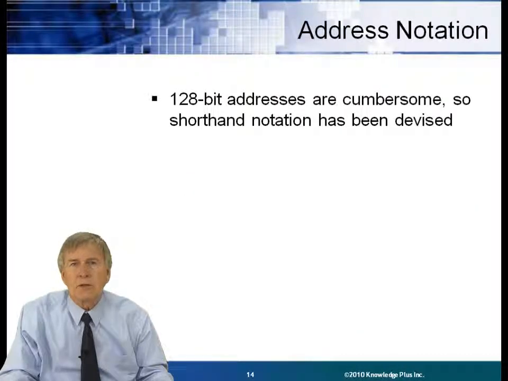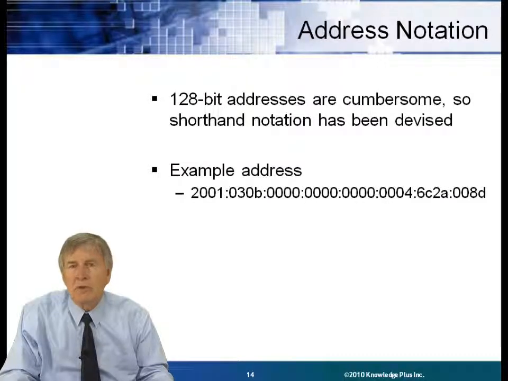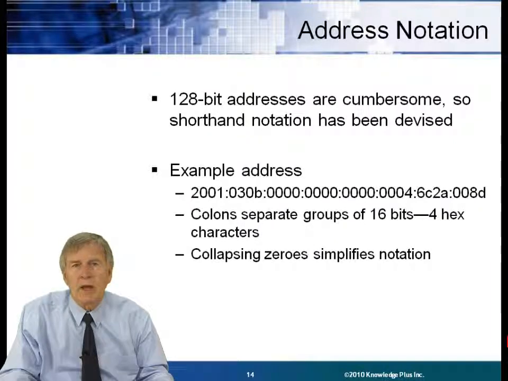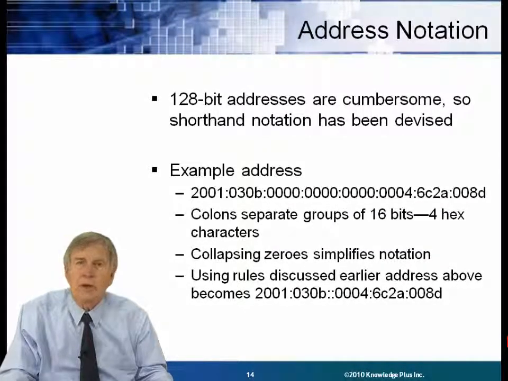The address notation, remember, is 128-bit addresses, and we talked about this previously. We have a shorthand that's used. Here we have an address with a significant number of zeros, and we can use the colon separation designation, separating groups of 16 bits or 4 hex characters. Collapsing zeros allows us to simplify the notation, and using the rules that we established earlier, the above address becomes what you see on the screen.